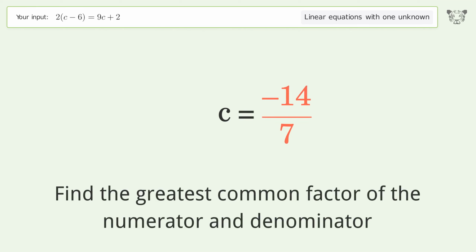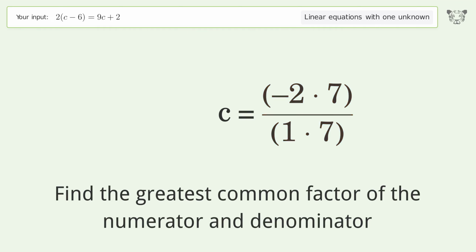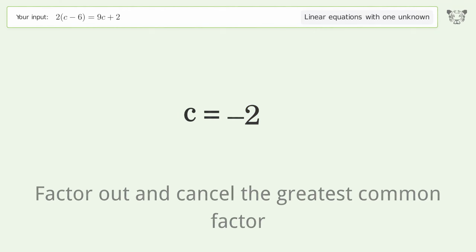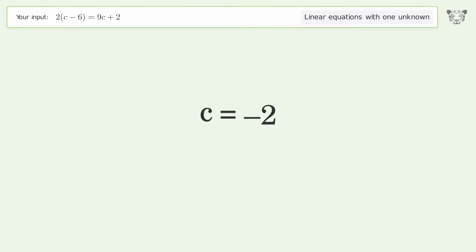Find the greatest common factor of the numerator and denominator. Factor out and cancel the greatest common factor. And so the final result is c equals -2.